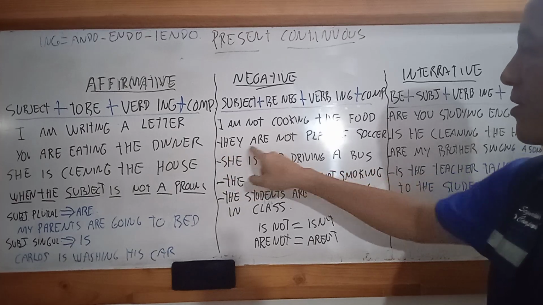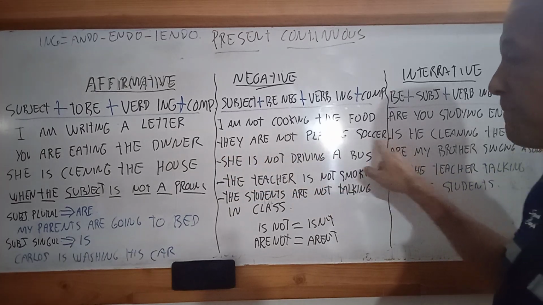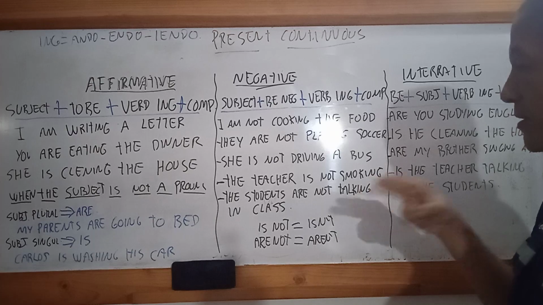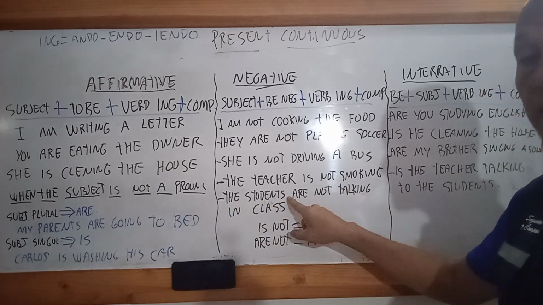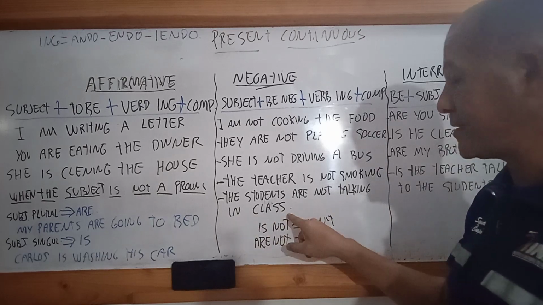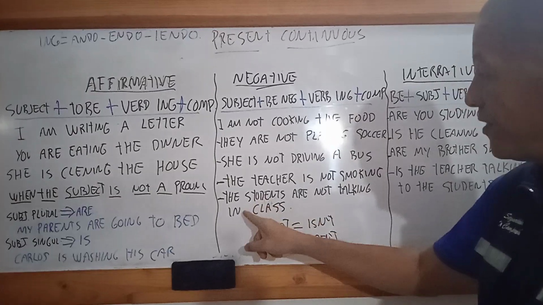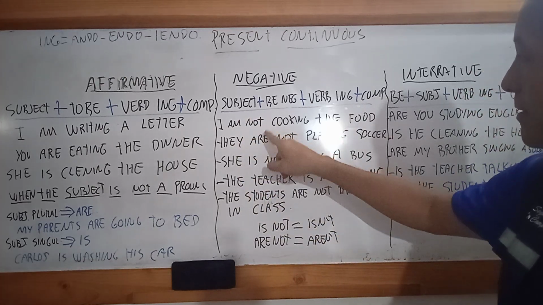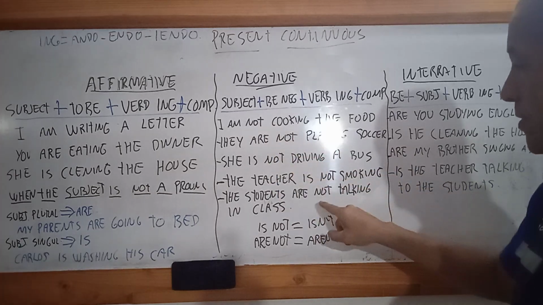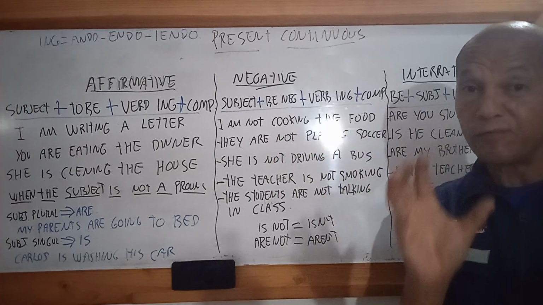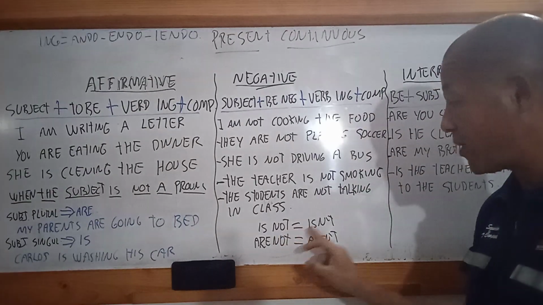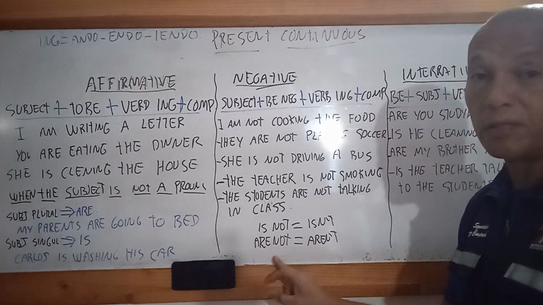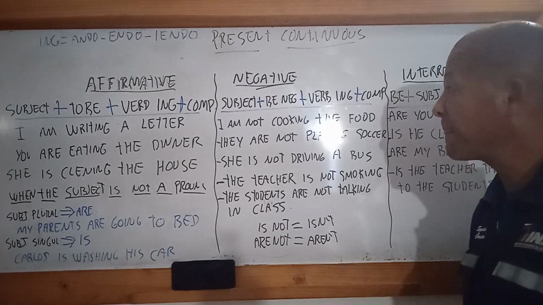The second example, they are not playing soccer. She is not driving a bus. The teacher is not smoking. The students are not talking in class. Okay? These are the subject and the verb to be in negative form. Okay? But you have to take in consideration that is not is equal to isn't and are not is equal to aren't. Okay?